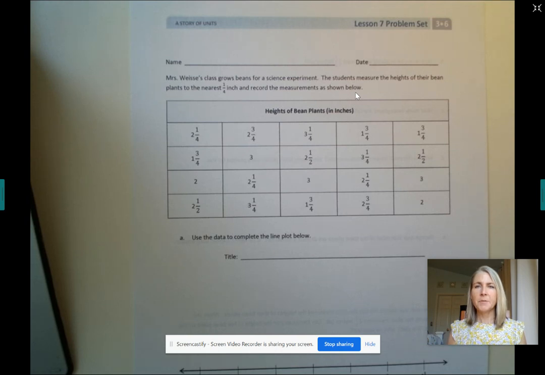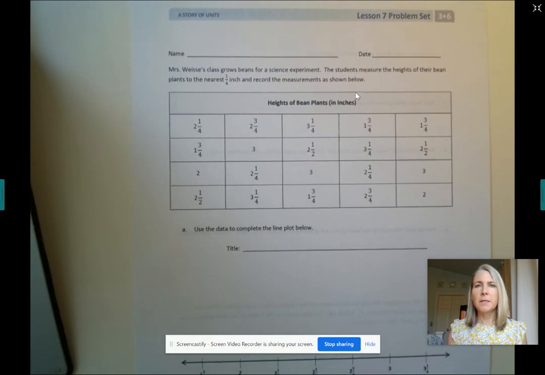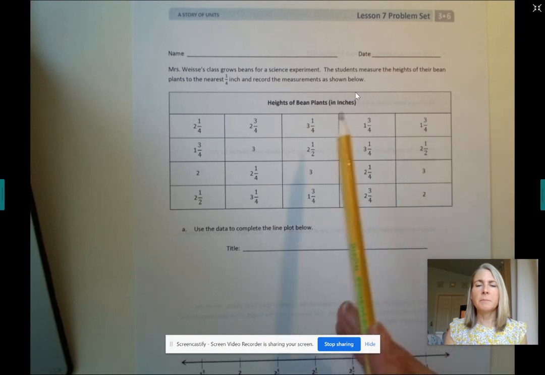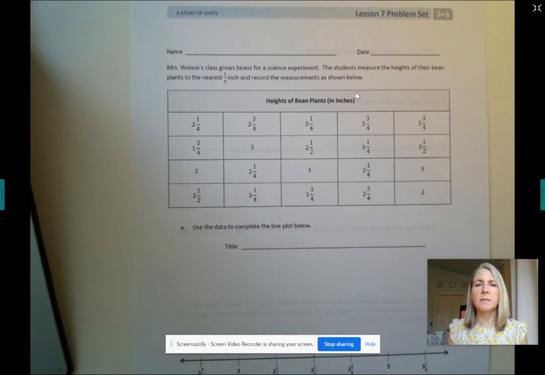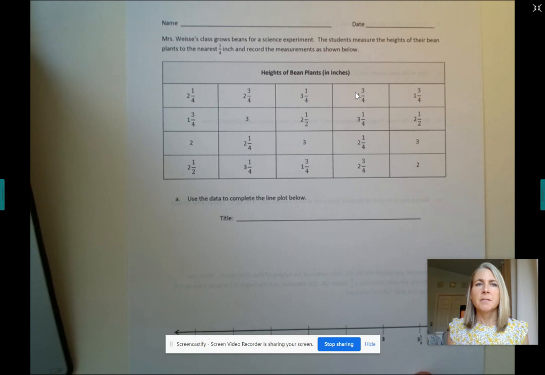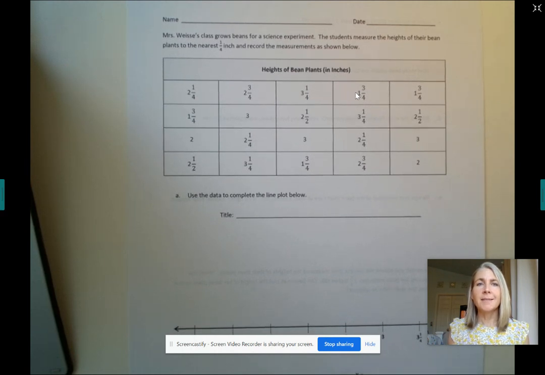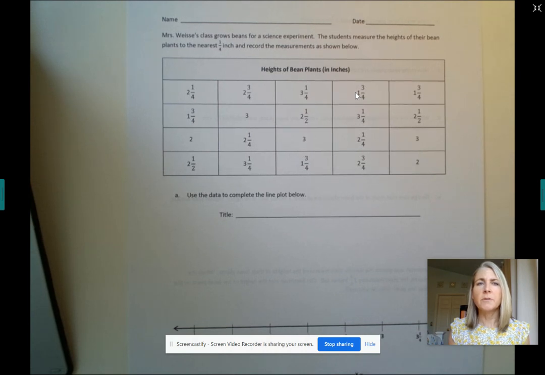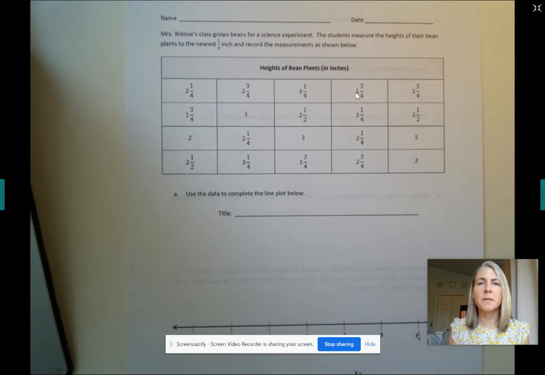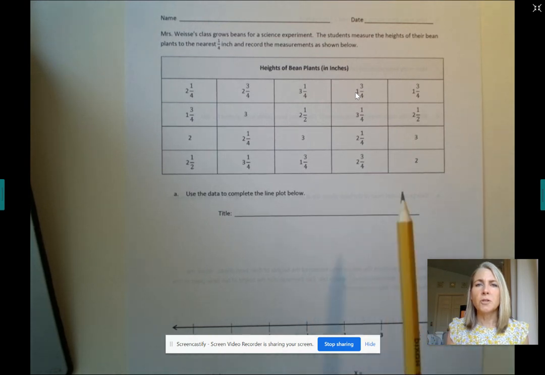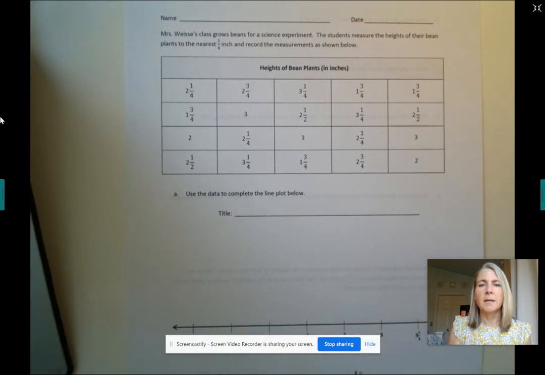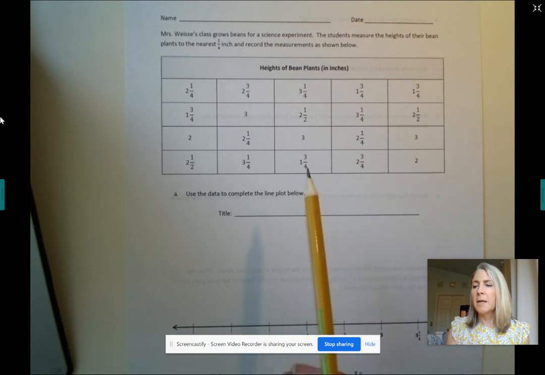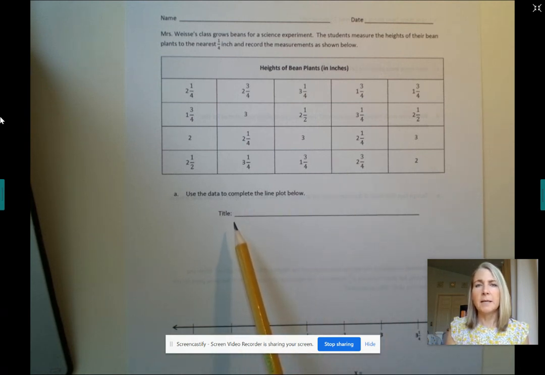Hello. So today we're going to do problem set 7 from module 6, and we are going to be using this table of data to create a line plot. It says, Mrs. Weiss's class grows beans for a science experiment. The students measure the heights of their bean plants to the nearest quarter inch and record the measurements as shown below. Use the data to complete the line plot below, and they're asking for a title.